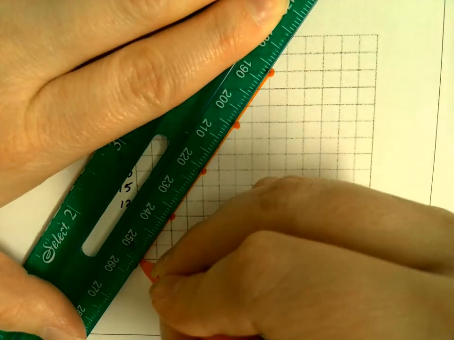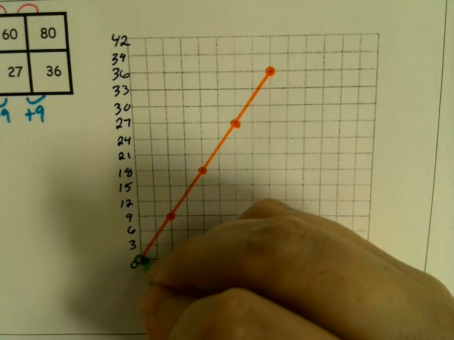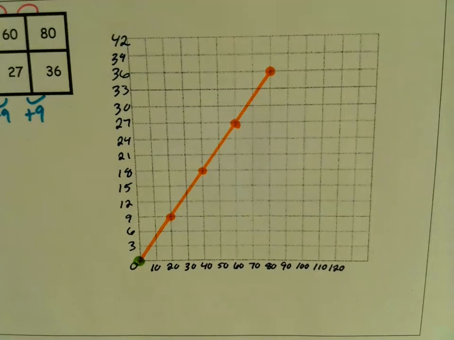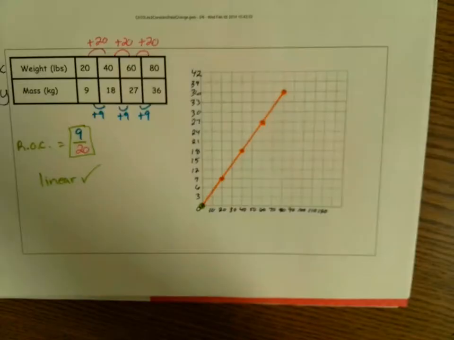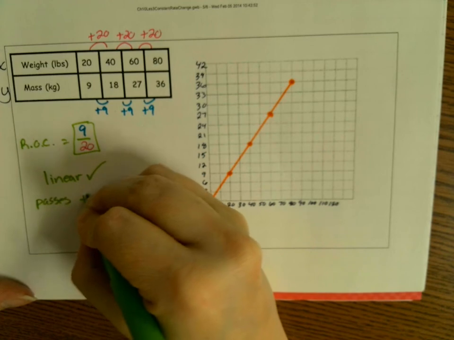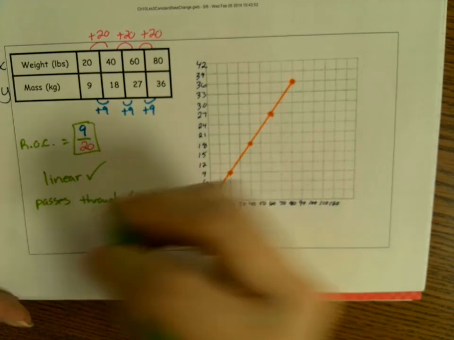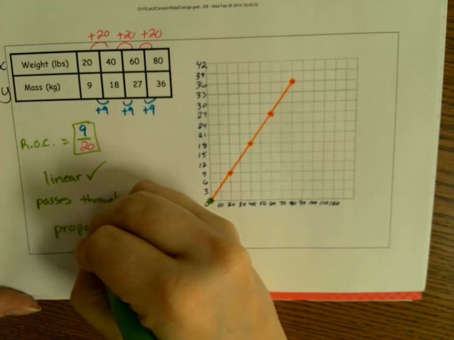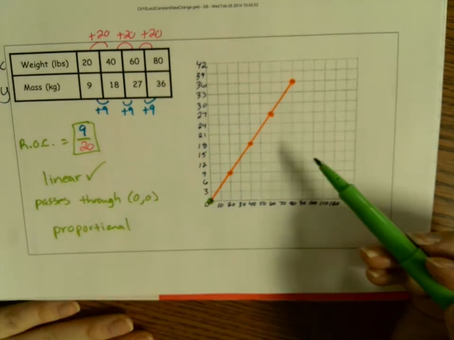When I connect it, does it pass through the origin? Yes or no? Yes, it is going to connect here at the origin. Even though the origin is not displayed in the graph, it is going to pass through the origin. So that means that it is a proportional relationship. It passes through the origin, or through 0, 0. So remember, it can only be proportional if it is linear and passes through the origin.